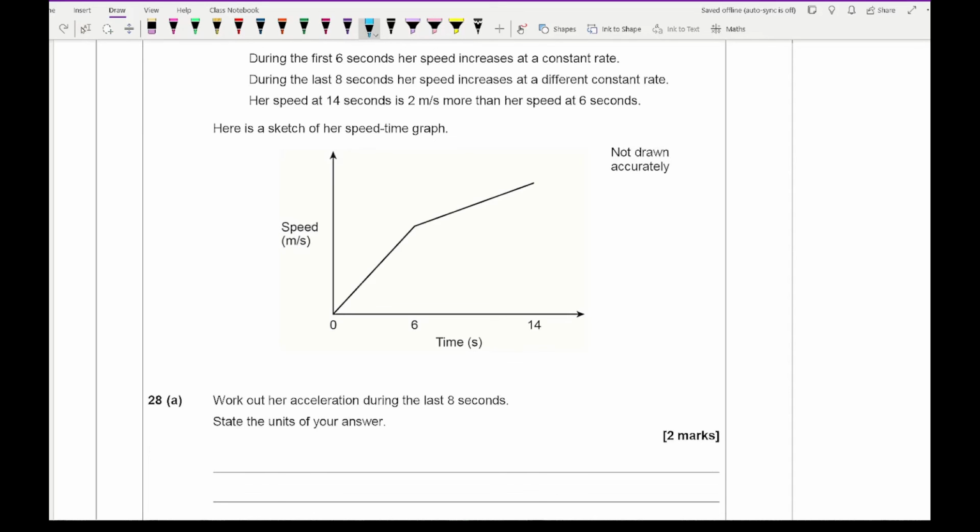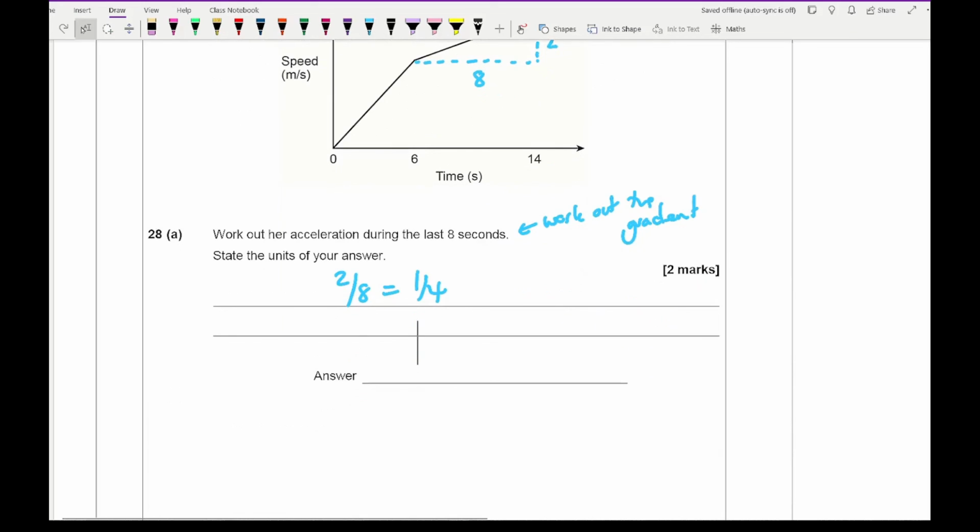So for this, what we need to do is work out the gradient. And how do we do the gradient? Well, we draw a triangle. So we know that this is 2 because it's 2 meters per second quicker. And we know that this distance is 8. So then we're looking at 2 divided by 8, which is a quarter. Now the speed is measured in meters per second and the time is in seconds, so it's going to be 0.25 meters per second squared.